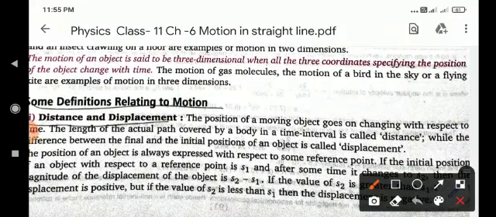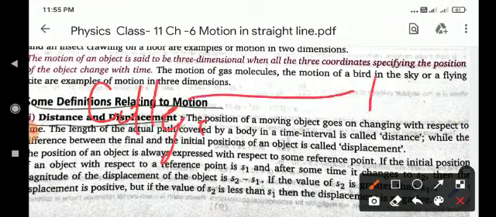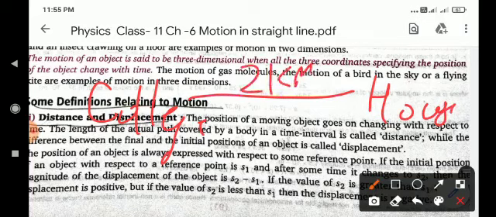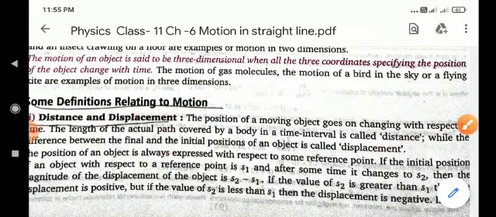Let us consider one example. Suppose our college is at a distance of 2 km from our house. We go to the college from our house and come back. We have traveled a distance of 4 km in total.